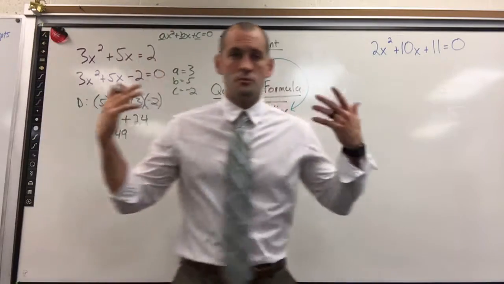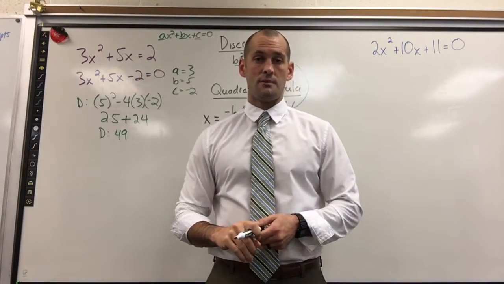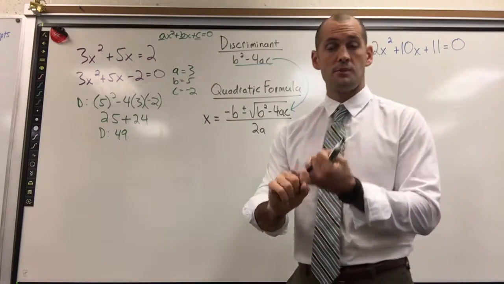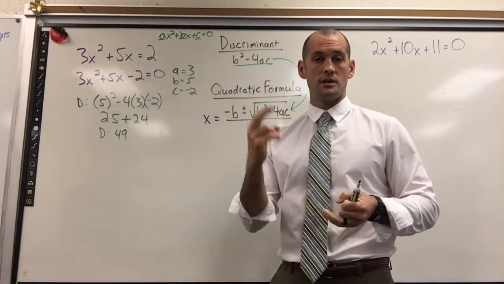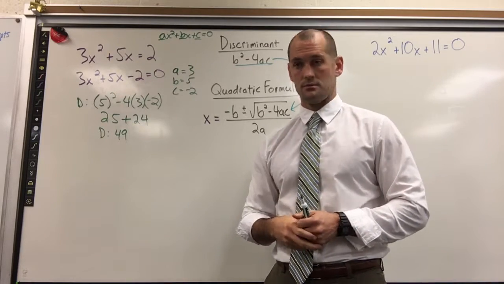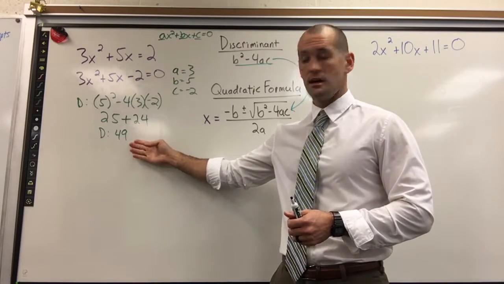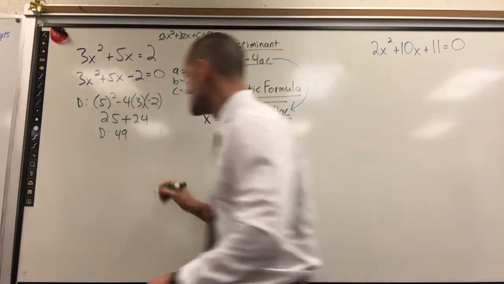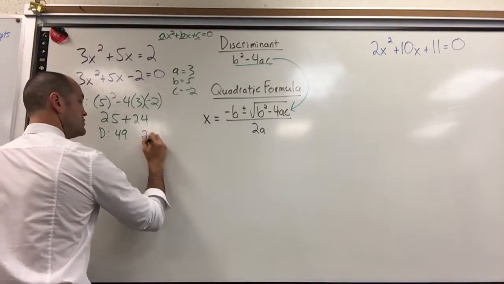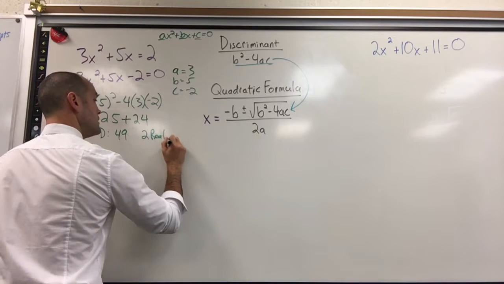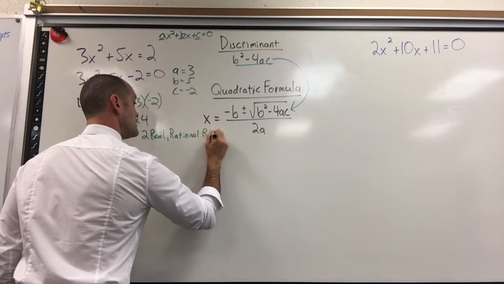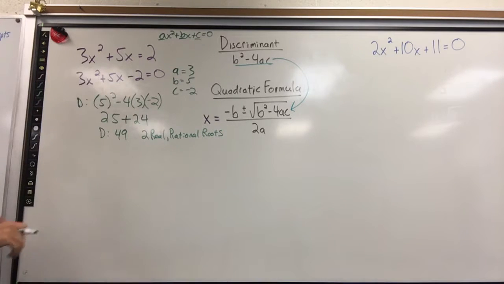Now I didn't have enough room, but all of you should have that chart that we copied down. There were 4 actual categories. If it's positive and a perfect square, we had 2 real rational roots. Look at what we have. Positive number, and it is a perfect square. Meaning, we should come up with 2 real rational roots. All right, let's hope that we're right.